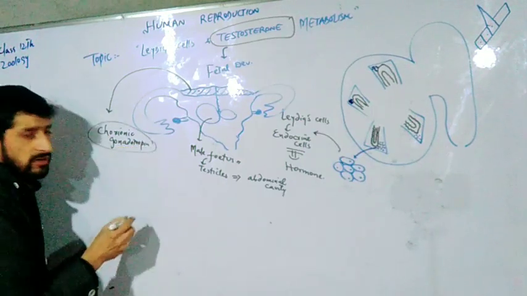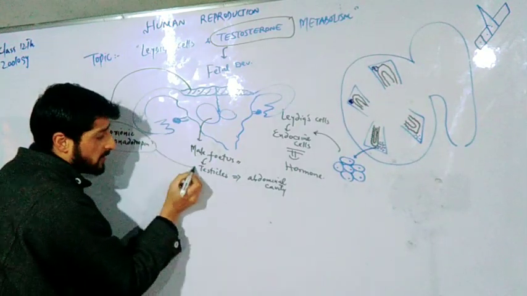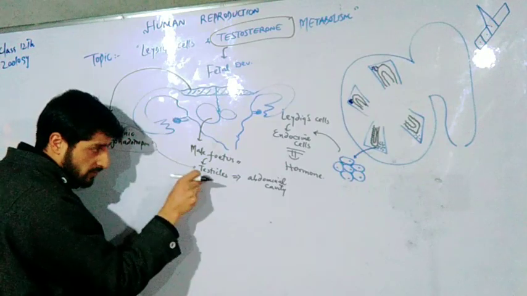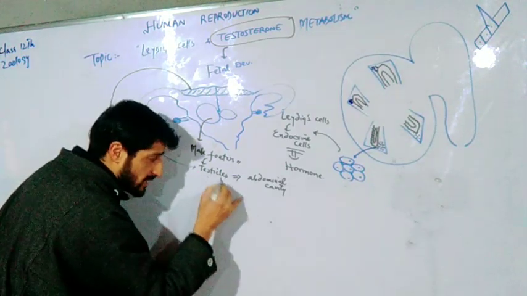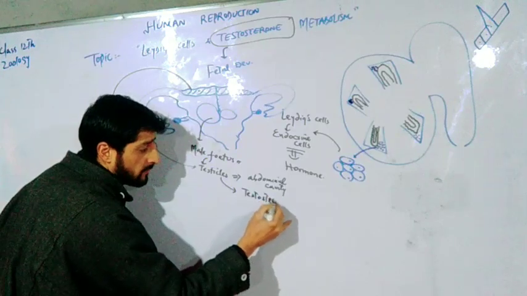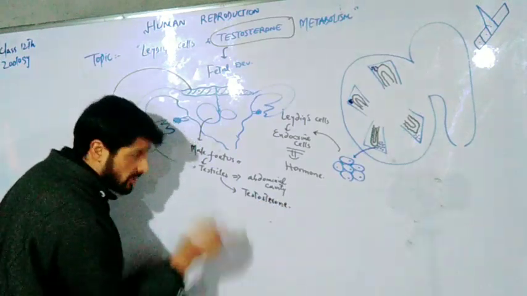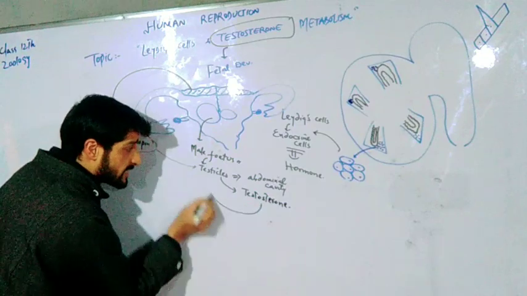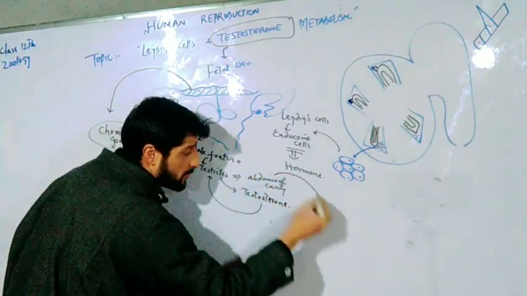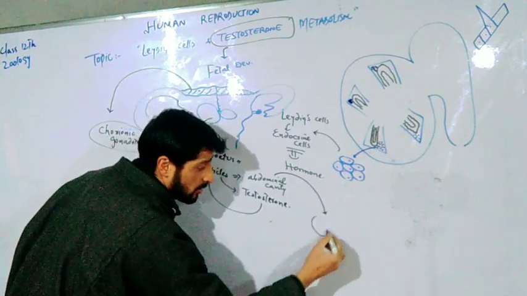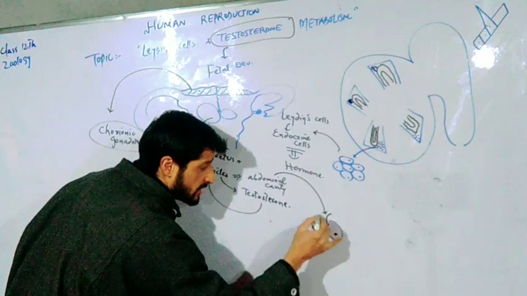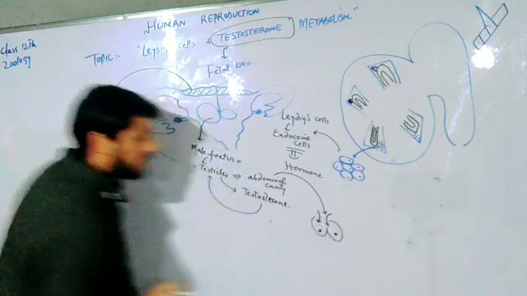It is this chorionic gonadotropin that stimulates the testes, and then the testes produce testosterone. And testosterone then stimulates these testicles, and then the testicles descend from the abdominal cavity into the scrotum through a special passage. That passage is called the inguinal canal.